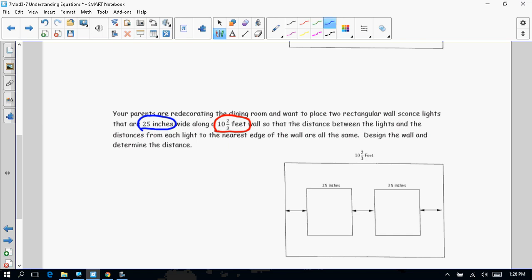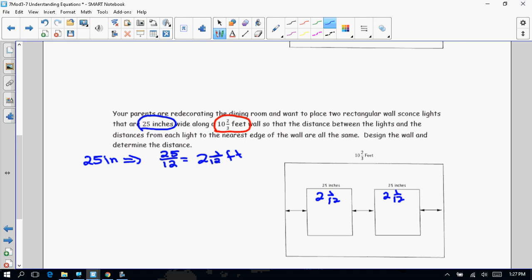So I'm going to change 25 inches, and there are 12 inches in a foot. So if I do 25 divided by 12, I'm going to get 2 1/12 feet. That's what 25 inches will be. So we've got that. So this is really 2 1/12, and this is 2 1/12. And then I've got those 3 spots that I don't know again.